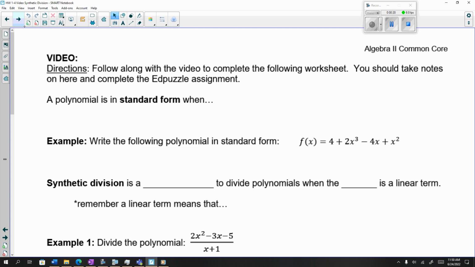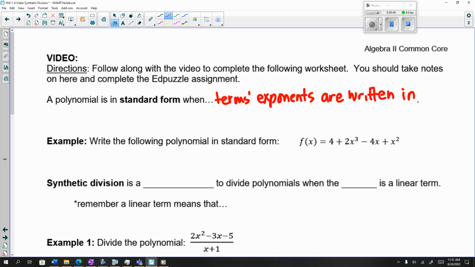Here we go. A polynomial is in standard form. We mentioned this already this year. If the terms have exponents that are in descending order, meaning from highest to lowest, to constant, essentially no exponent.